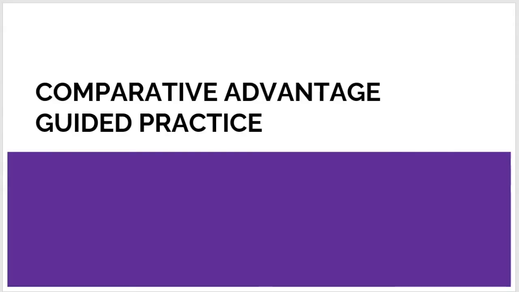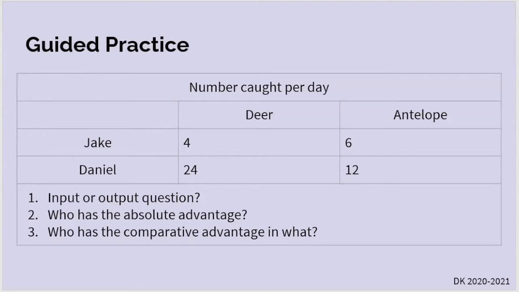Alright, before we head into terms of trade, which is going to be the bulk of this video, we're first going to go over the guided practice at the end of last video. Here, we are looking at the number of deer and antelope caught per day. First off, is this an input or an output question? Well, it's an output question. We know that because it's talking about the amount of deer and the amount of antelope that Jake and Daniel can catch per day, right? Just at the end of the day, the total number, the total result.